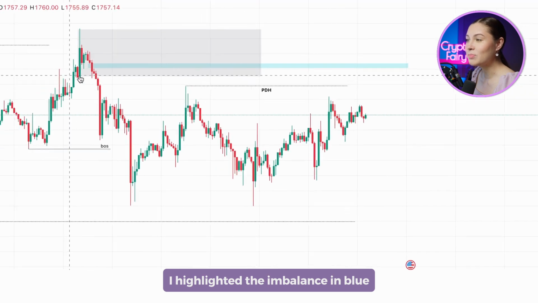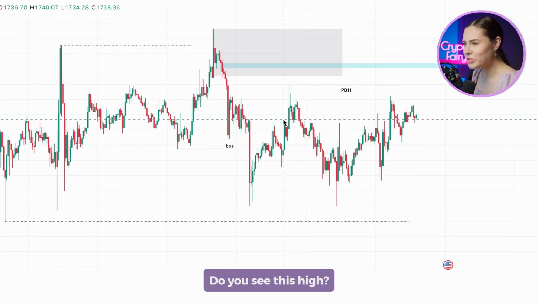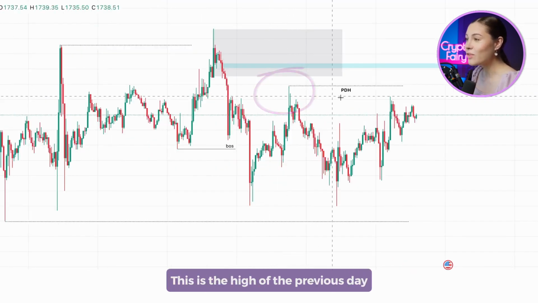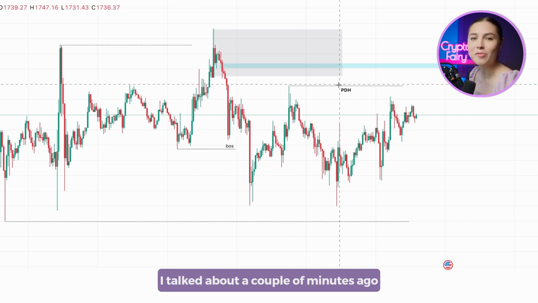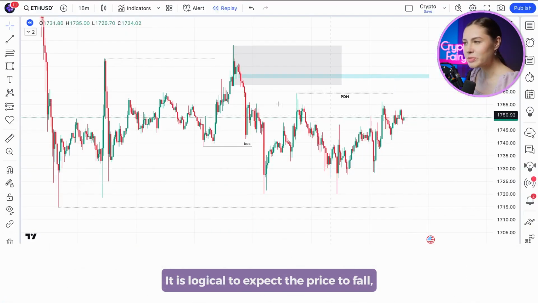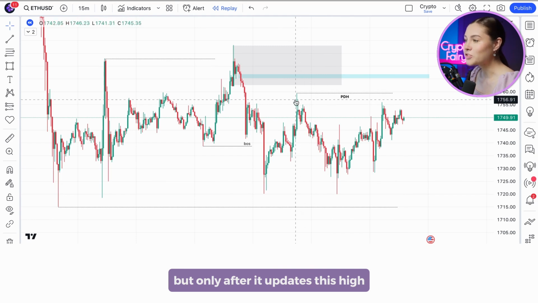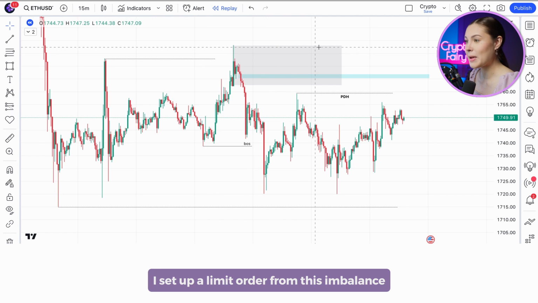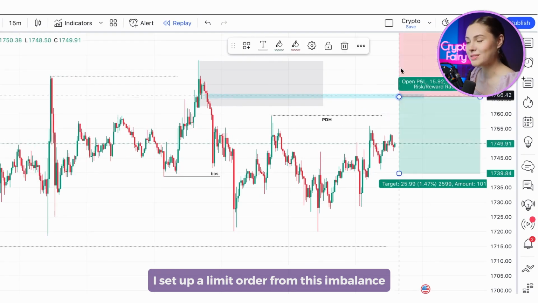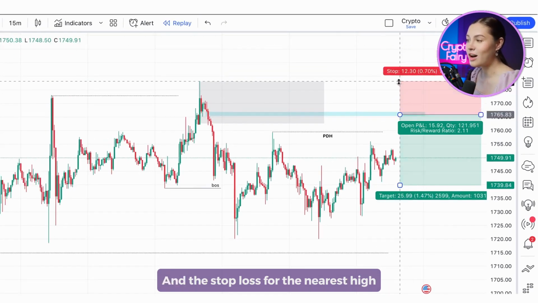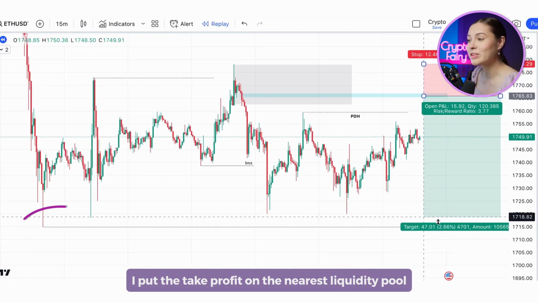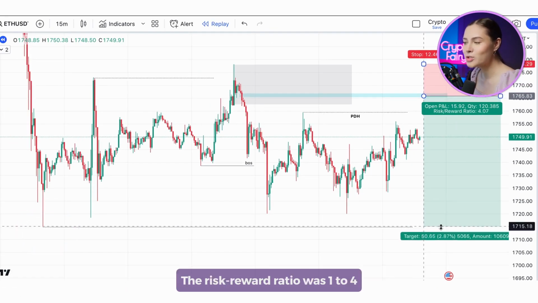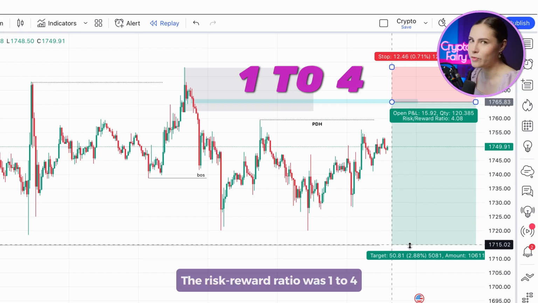I highlighted the imbalance in blue. Do you see this high? This is the high of the previous day I talked about a couple of minutes ago. It is logical to expect the price to fall, but only after it updates this high and touches the order block. I set up a limit order from this imbalance and the stop loss at the nearest high. I put the take profit on the nearest liquidity pool. The risk-reward ratio was 1:4.